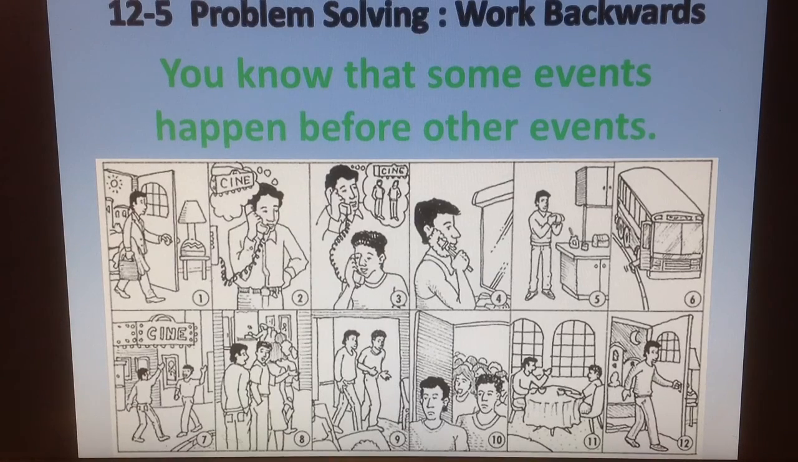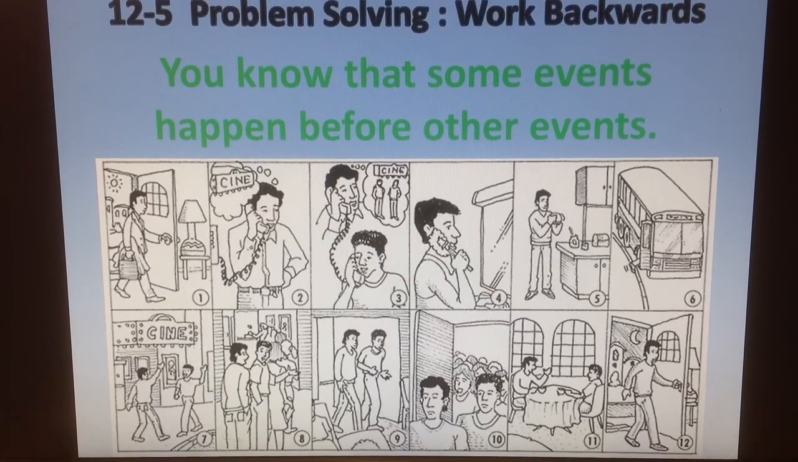Hello, today's lesson is 12-5. It's called Problem Solving, Work Backwards. There are no more lessons in this unit, but this is another tough lesson. We ended up doing most of it as a class, and we'll probably take a couple days on this.